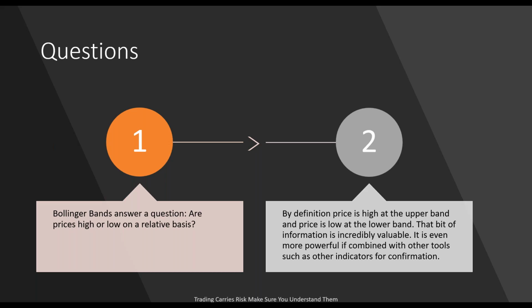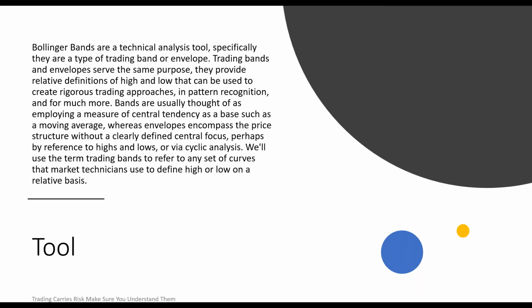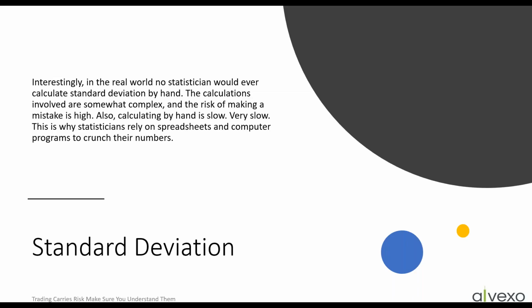That bit of information is incredibly valuable. It is even more powerful if combined with other tools such as indicators for confirmation. Now, as I said, Bollinger Bands are a technical analysis tool that fall in the field or type of band or envelope. The biggest difference between a band and an envelope is an envelope doesn't have a center bar to measure. It just envelops price. So it would have an upper and a lower band. Bollinger Bands is a band because it uses that center band.